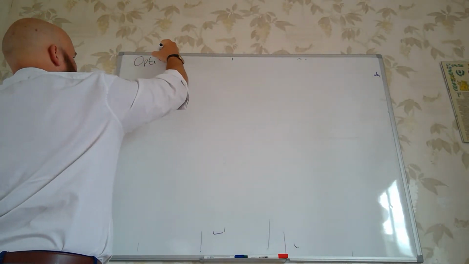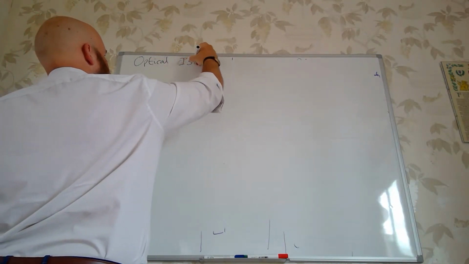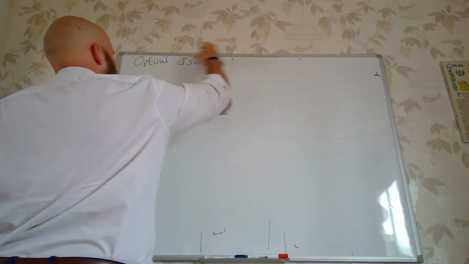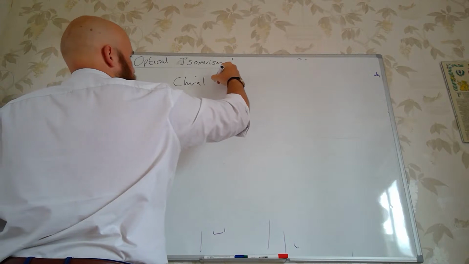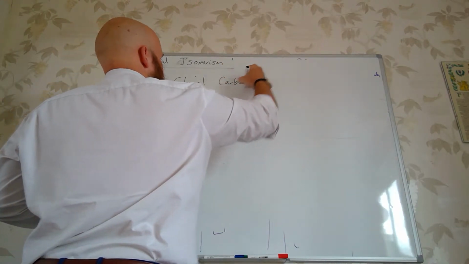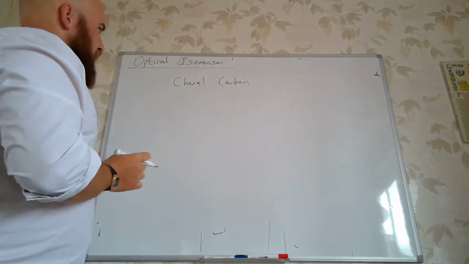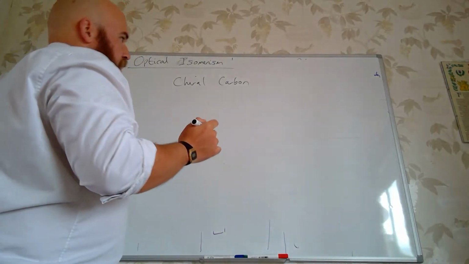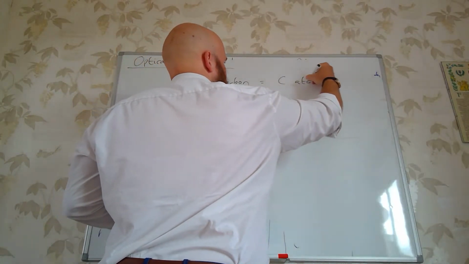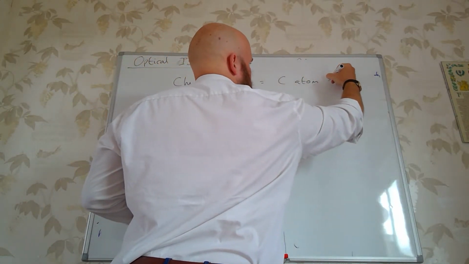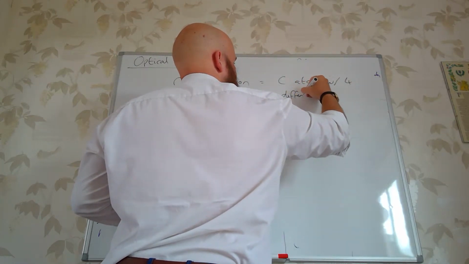So optical isomerism. Chiral carbon. It's spelt C-H-I-R-A-L, but it's pronounced chiral. All right, and all a chiral carbon is a carbon atom with 4 different groups attached to it.